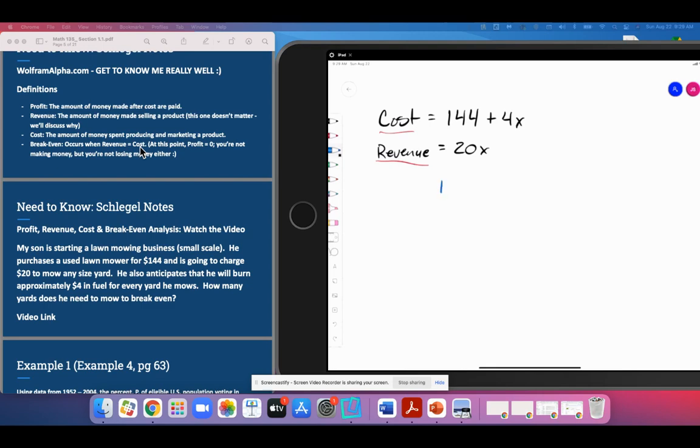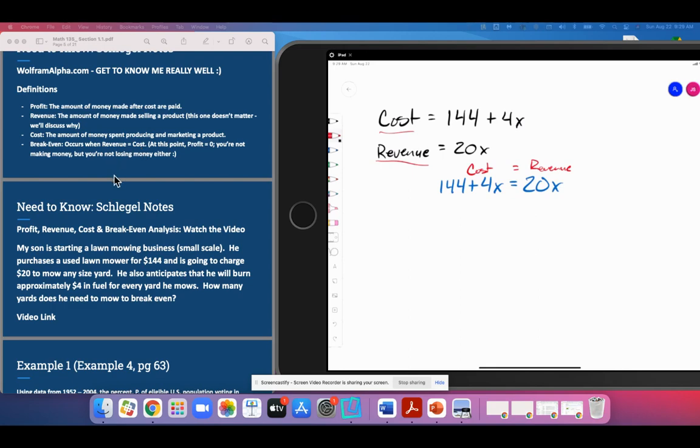We've got the cost, 144 plus 4x, is equal to the revenue, which is 20x. And so again, I'm just going to label these up here. This is my cost. This is my revenue. When cost is equal to revenue, my son is going to break even and not be in the hole or in debt with this business. And at that point is when he will begin to start making money.